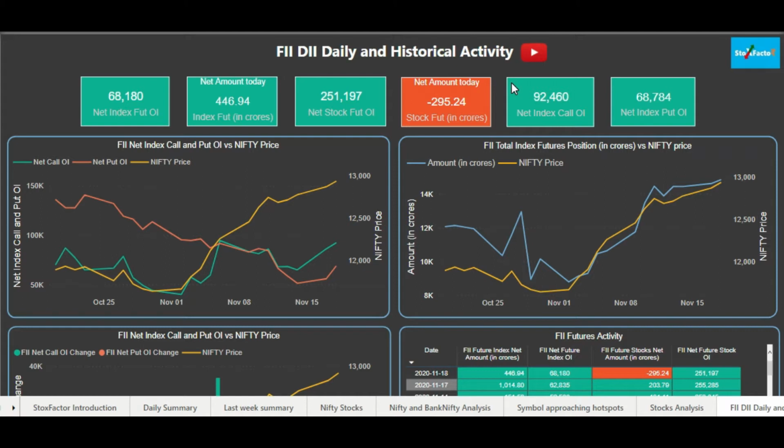So let's start with the top cards, the 6 cards which you can see on the top. Starting from the left, the first card tells you about the FII's position in a nutshell, that is the net index future open interest positions as of the last trading date. Whatever net OI positions they have made on the last trading day, this card tells you that. So 68180. What it tells is that on a net basis, maybe today they might have sold some futures positions in the market, or they might have purchased or made long positions in some other index.